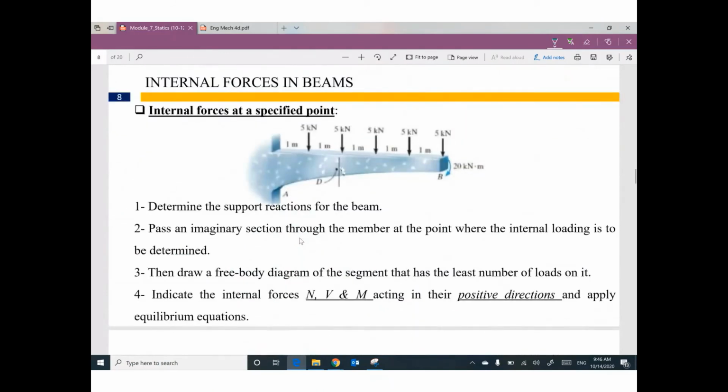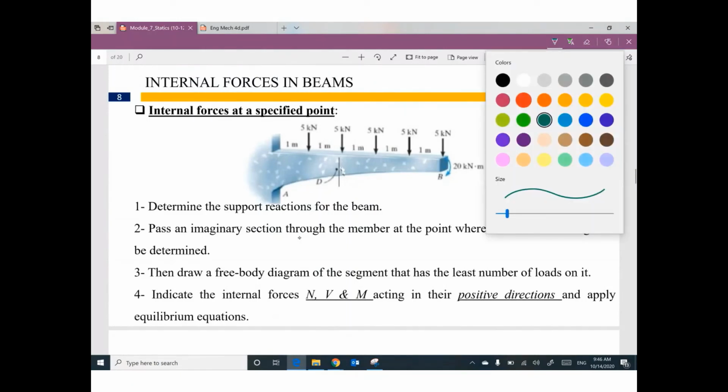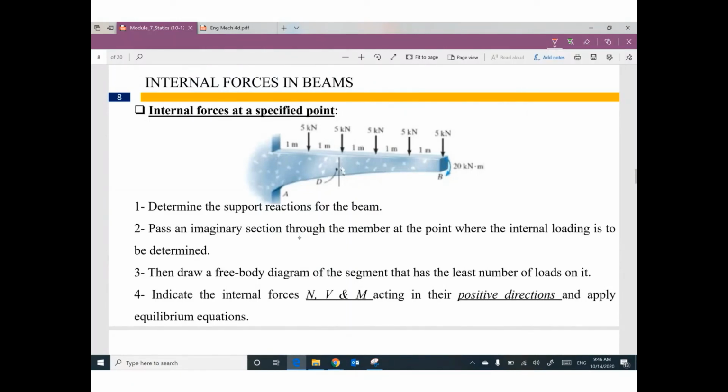the first part of this chapter, we have a beam like this, probably a beam on a bridge or a beam in a building or whatever in real life, and we have an applied force. And I will ask you to tell me what are the internal forces at this location.